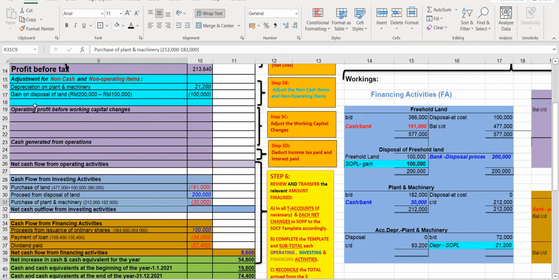Next, I will proceed with the cash flow from operating activities. I will start off trying to find out, as I said, bottom up. I'm now trying to find out the items that come after cash generated from operations. Normally, it is interest paid and tax paid. So let's start off with the interest paid. How do we find out interest paid? How do we know there is an interest paid?